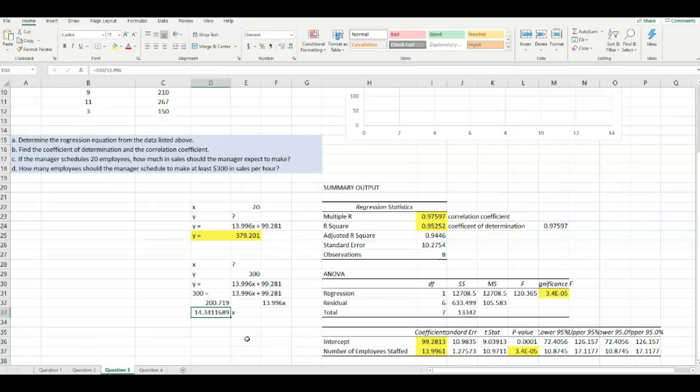Now, if you're the manager, you can't staff a third of an employee. So whenever you see something like this, you would then need to realize that we need to staff a 15th employee. So we need 15 employees in order to make $300 in sales per hour. So the manager would need to schedule 15 employees because 14 wouldn't be enough.